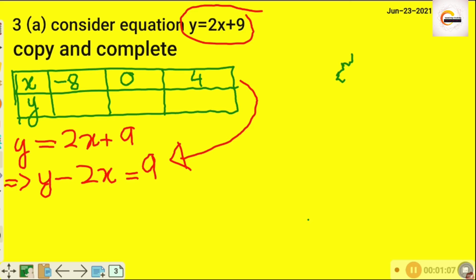So if these points lie on the straight line whose equation is given to us, let's call it equation A, then if we put the value of the x variable in our equation A, we can easily get the value of the y coordinate. So let's put the values of x into our equation A and calculate the value of y.